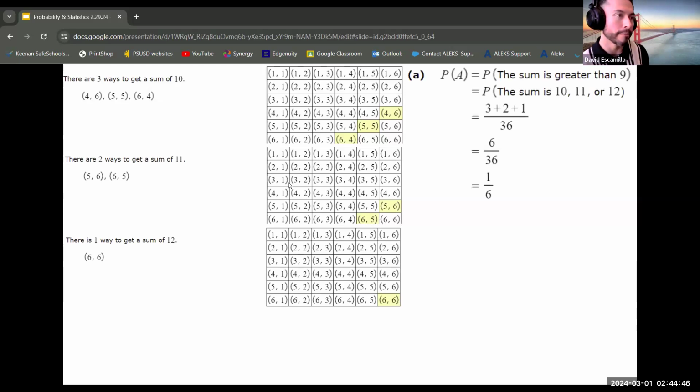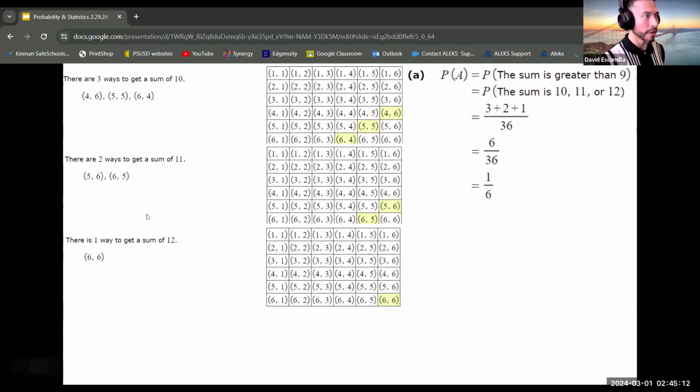So the probability of event A, this is the meat of the sandwich, okay? Or this is the most important part of the problem, in other words. The probability of the sum being greater than 9 equals the probability of the sum being 10, plus the probability of the sum being 11, plus the probability of the sum being 12.